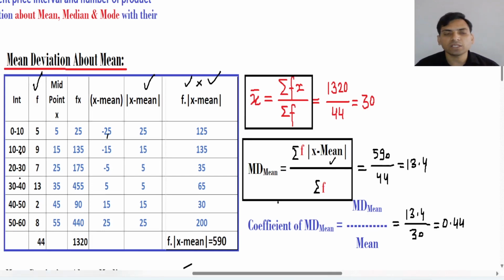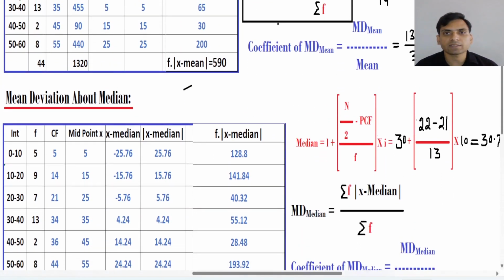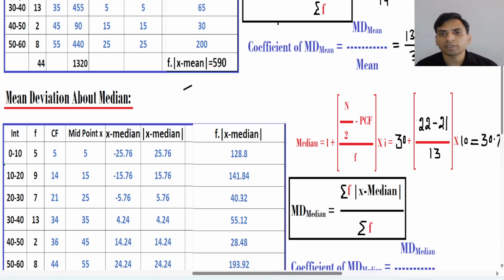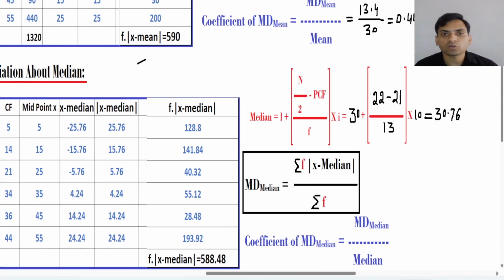So this is mean deviation about mean. Now next is mean deviation about median. For this we will replace this mean by median. So we have this formula, and in this formula your first task is calculation of median. The median for this data I have already explained in my lecture of median, so I have already calculated it here. The median for this data is 30.76.